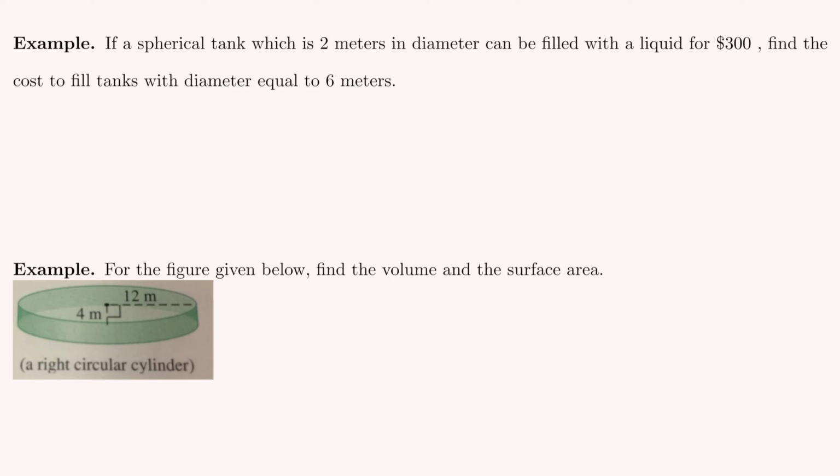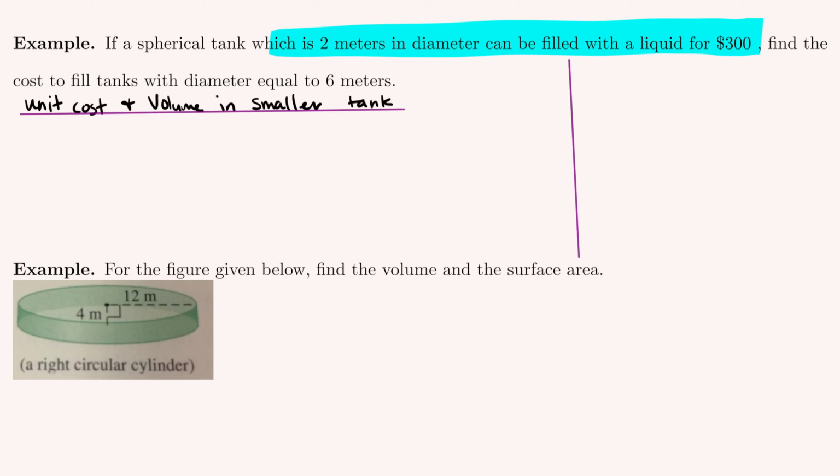In order to do this type of problem, it tells us information about a smaller tank, and then it asks us to extrapolate that out to a larger tank. We need to understand the idea of unit cost. So we're going to use the information given for the smaller tank, and once we get the unit cost from that, we can extrapolate out to the bigger tank. So let's first focus on the unit cost and how much volume is in the smaller tank.